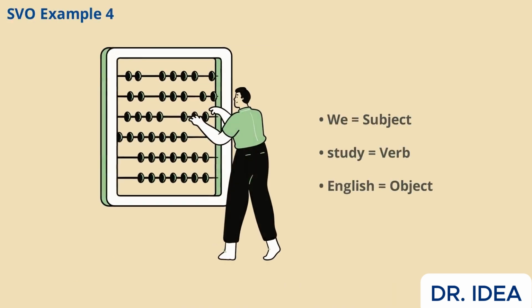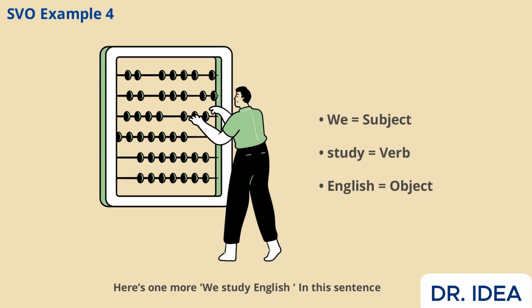Here's one more. We study English. In this sentence, we is the subject, study is the verb, and English is the object. This example shows how you can use SVO to talk about learning and education.